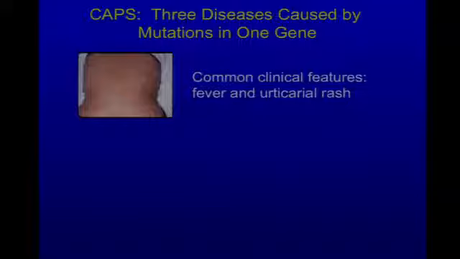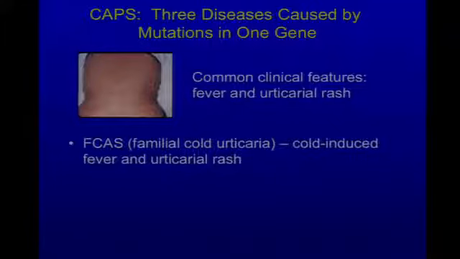So the common feature in these diseases is that these patients have fever, recurrent fever, with a hives-like skin rash. It's not true hives. They don't have mast cells in these lesions. They don't have elevated levels of histamine in their bloodstream. It's neutrophils, actually, that are in these skin lesions. And there are 3 diseases.